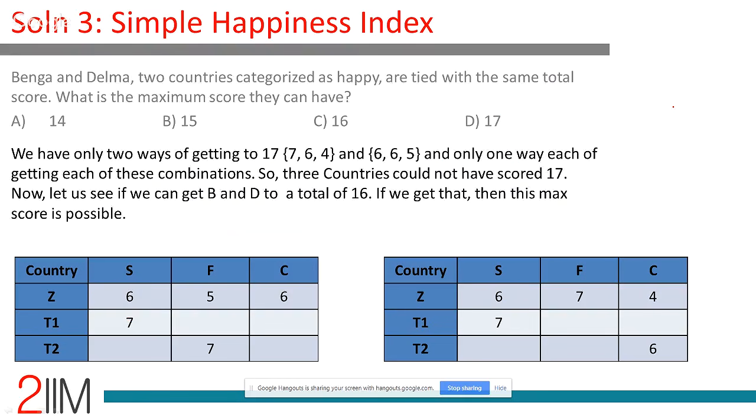Beyond that, the trickier part starts. Benga and Delma, 2 countries categorized as happy, are tied with the same total score. What is the maximum score they can have? 14, 15, 16, 17. Let's look at this.